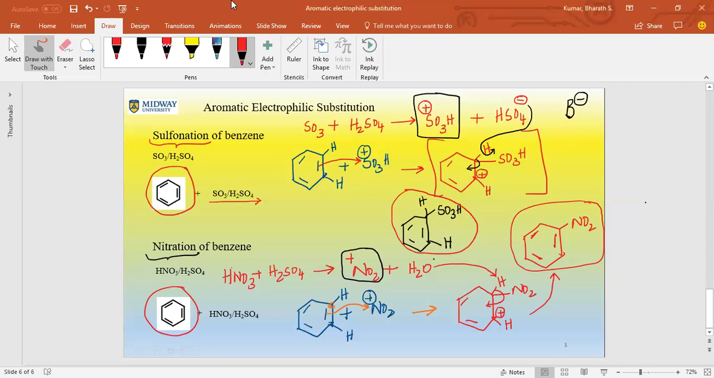All right. So this is all I wanted to show you as far as just the reactions themselves go. In the successive videos, we are going to look at the effect of substituents on an incoming additional substituent. All right. So stay tuned.